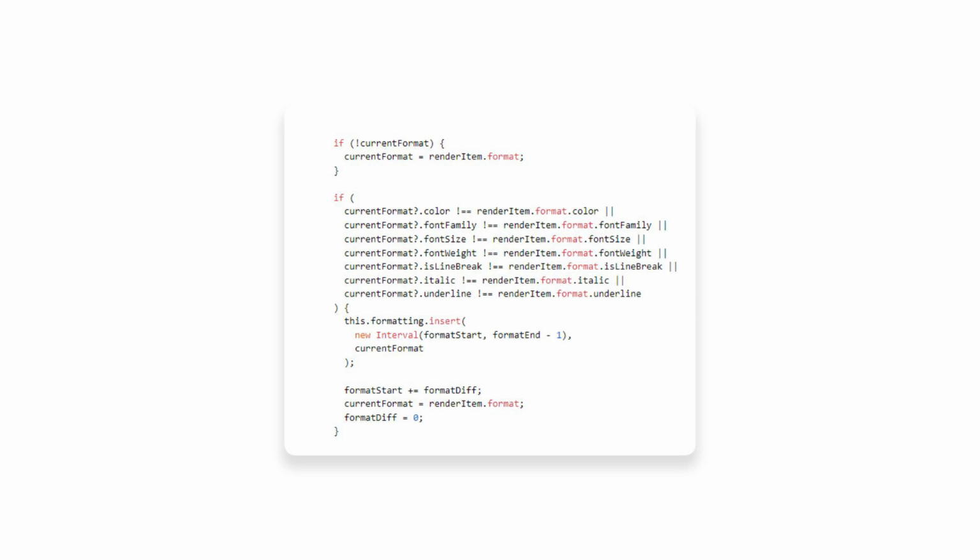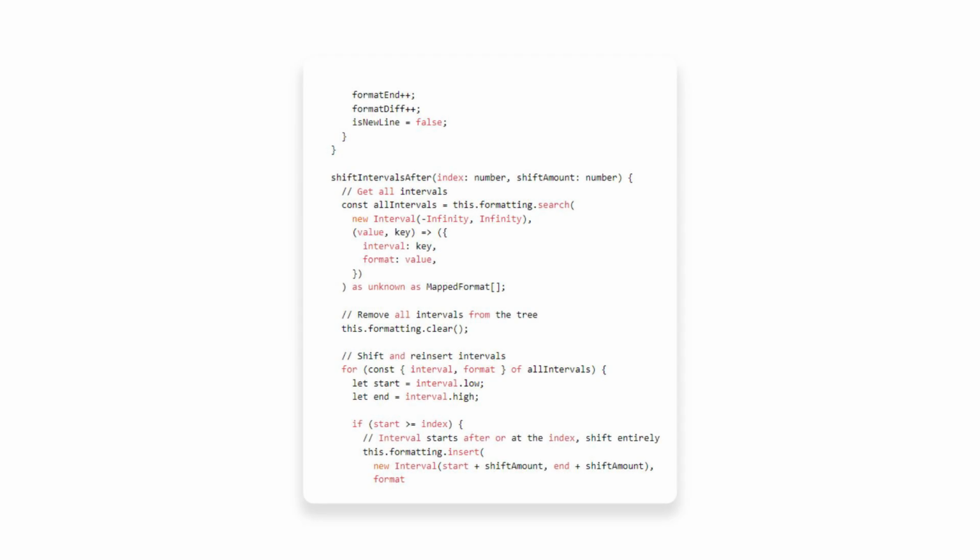4. Update tracking variables. It updates format start by adding format diff, assigns the new render item.format to current format, and resets format diff to 0. This assures that formatting intervals are as long as they can be, but no longer, which enhances overall performance. This consists of 2 main parts.